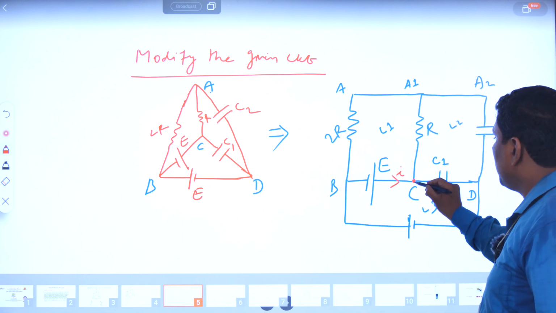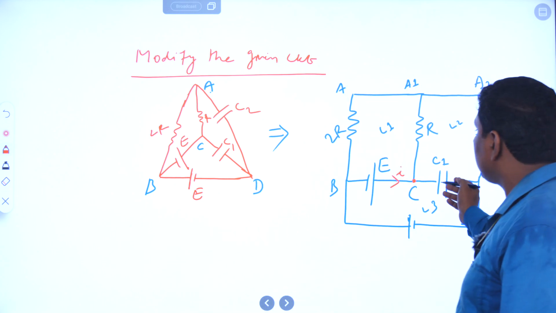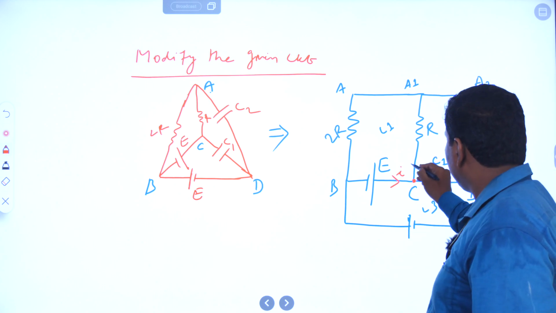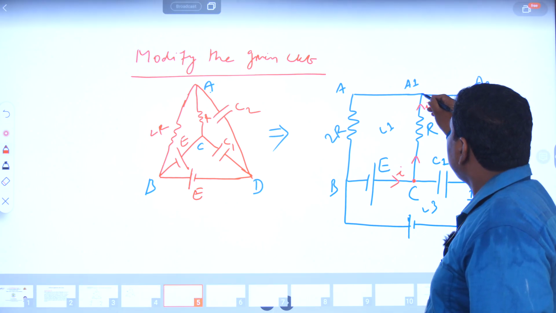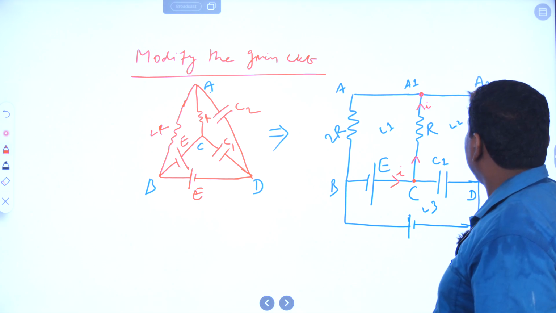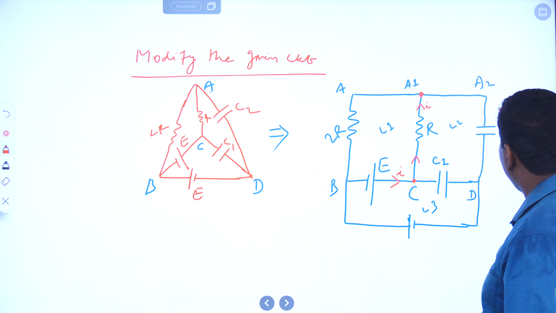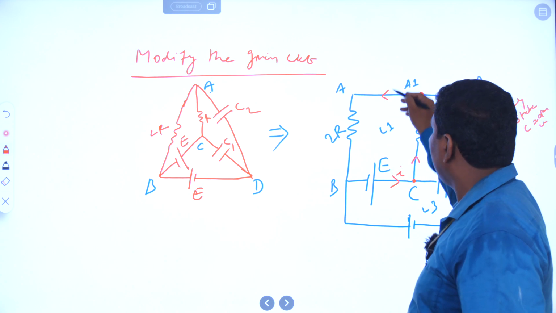When it reaches this junction, it does not flow through the capacitor. Why? Because in steady state condition, the capacitor is an open circuit. Clear? So the current doesn't flow through the capacitor; it flows through the resistance R. When it reaches this junction point, again it doesn't flow through capacitor C2, because in steady state condition, C2 is also open. In steady state, a capacitor is nothing but an open circuit, so the current flows through this direction only.